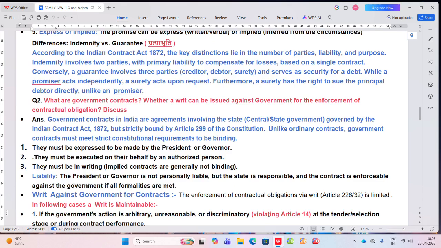Liability: the President or Governor is not personally liable, but the state is responsible, and the contract is enforceable against the government if all formalities are met.